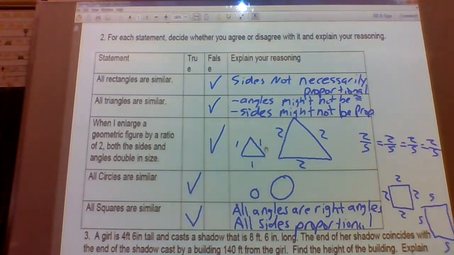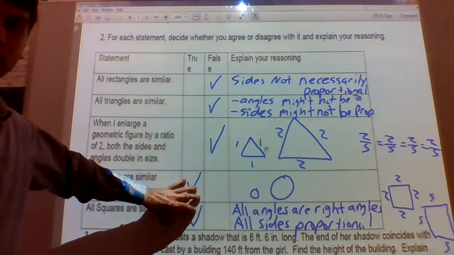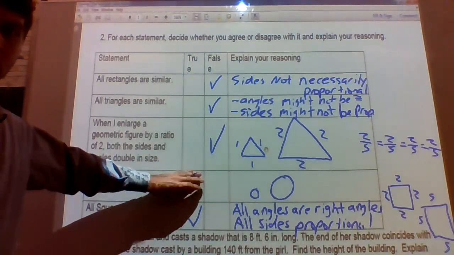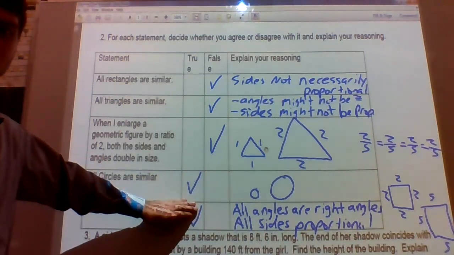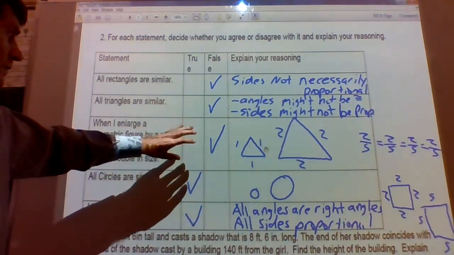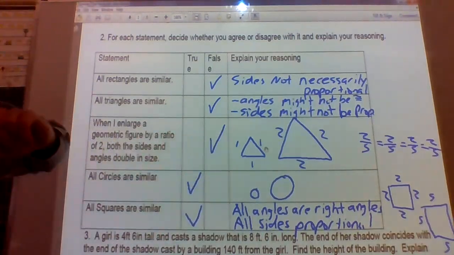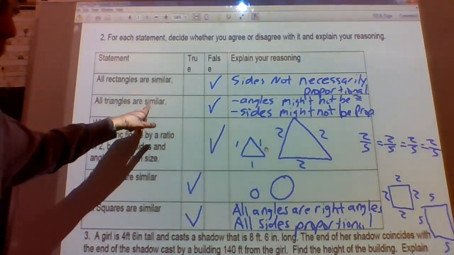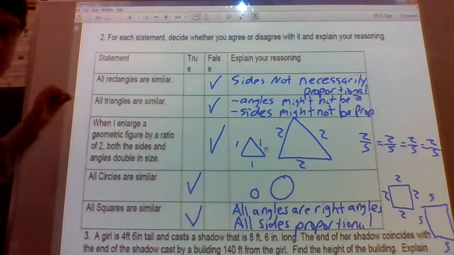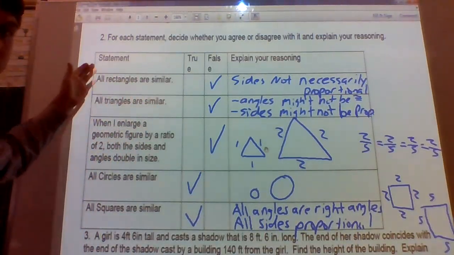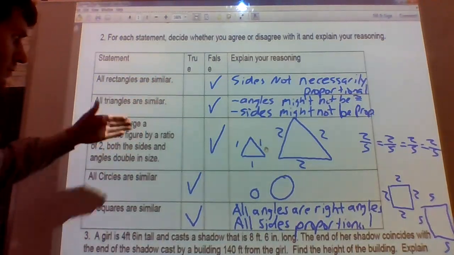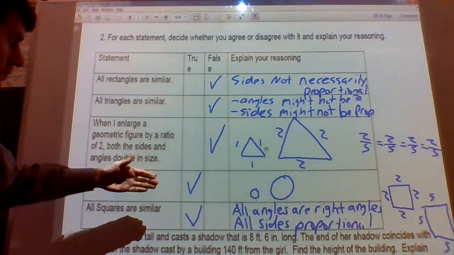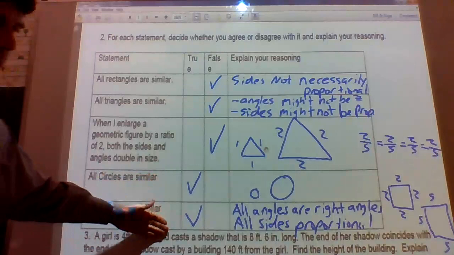Okay, so circles, squares are similar to each other. So two circles are going to be similar in every case. 2 squares are always going to be similar. This is always going to be false. Some triangles can be similar, some can be not similar. Some rectangles can be similar, some cannot be similar. So sometimes, never, always, always.